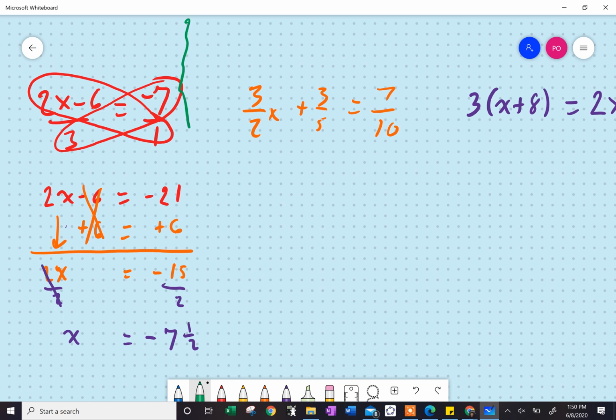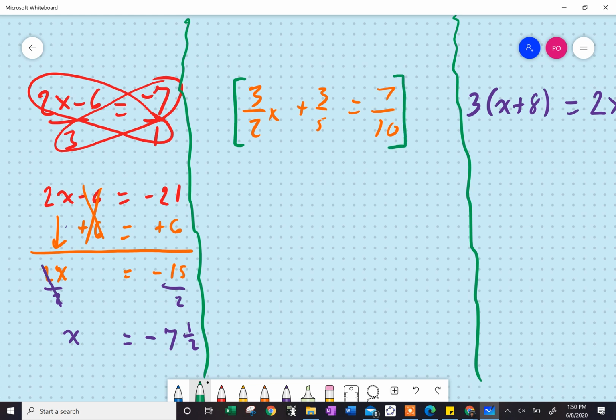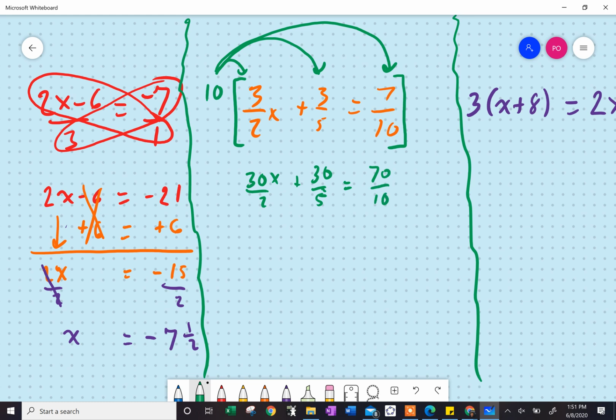All right, so what I do when I encounter questions like this is I realize that I don't like the fractions. So what I'm going to do is I'm going to multiply everything by the least common multiple of 2, 5, and 10, which is in this case 10. And I'm going to do this the long way just to illustrate what I'm doing. When I do this, I get 30x over 2 plus 30 over 5 equals 70 over 10.